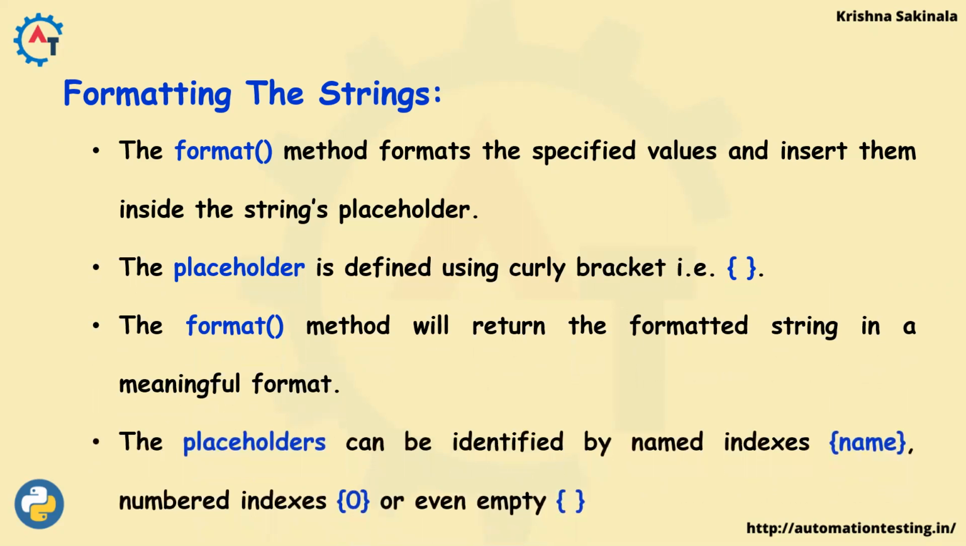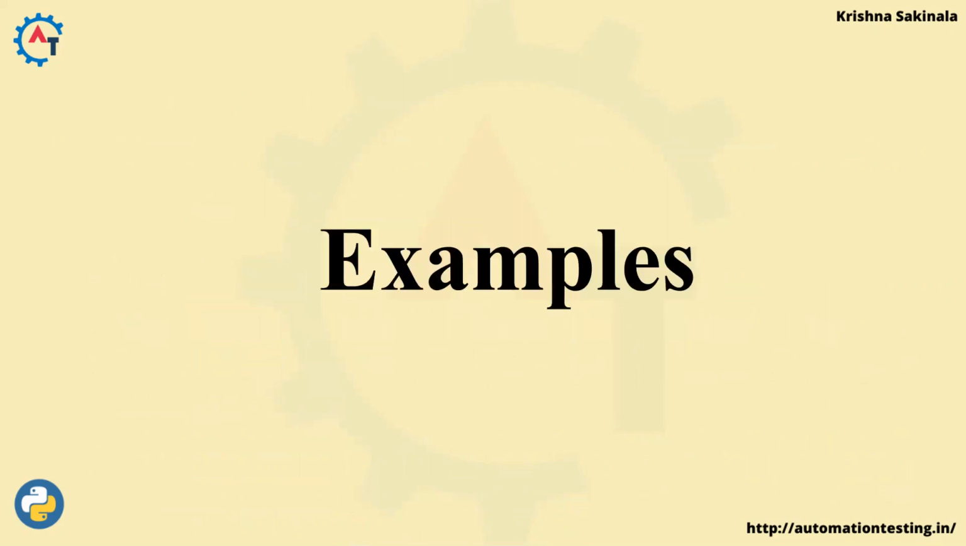The placeholders can be identified by named indexes, meaning some name in the curly braces, numbered indexes, or even empty. So the placeholders will be any one of these things. We'll see by taking some simple examples.